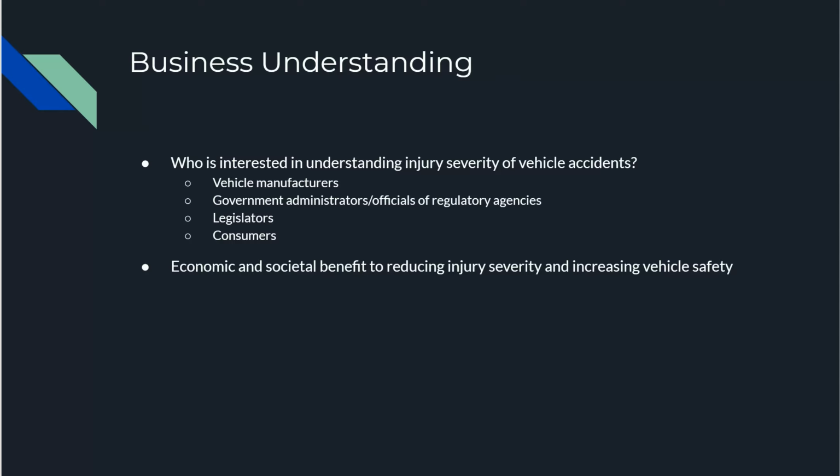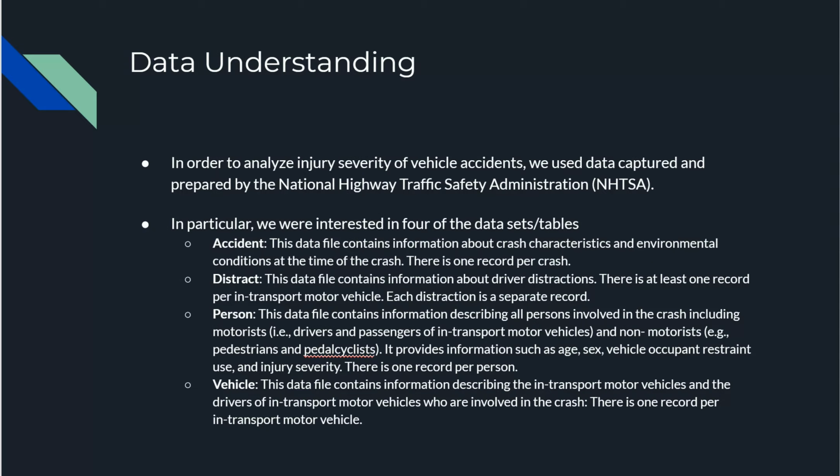So let's take the next step into data understanding, the second step in the CRISP-DM process. Right. In order to analyze the injury severity of vehicle accidents, we use data captured and prepared by the National Highway Traffic Safety Administration. In particular, we were interested in 4 of the data sets / tables. The accident table, this had information pertaining to the characteristics of the crash and the environmental conditions at the time of said crash.